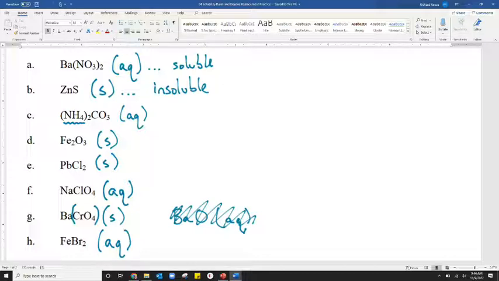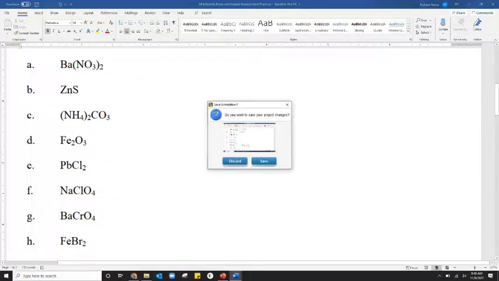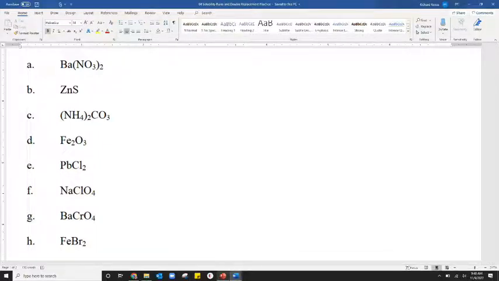All right. So that's how we use the solubility rules. Now let's get into the actual reactions that we're going to be talking about today. So back on the notes page, let's look at the bottom half of some examples, and then we're going to practice writing some reactions.